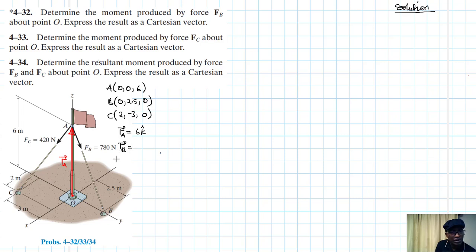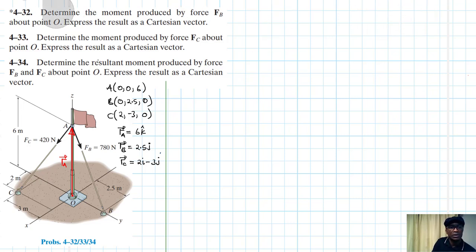Why? Because we need to find the unit vector along AB and AC, which will help us convert those forces into vector forces. RB is equal to just 2.5J, and RC is equal to 2I minus 3J. Okay, great. Let's move on to another stage where we find the unit vectors.